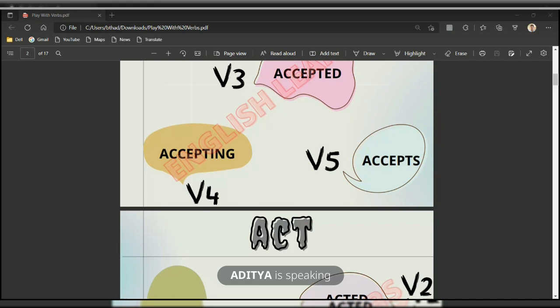Okay, accepts. So, who wants to make an example by using the verb fifth form, accepts? Give us one example. Very simple. Generally we use the verb fifth form in simple present tense, when your subject is singular, like he, she, it, Ram. So he accepts. He accepts your problem. He accepts your mistake. Well said.